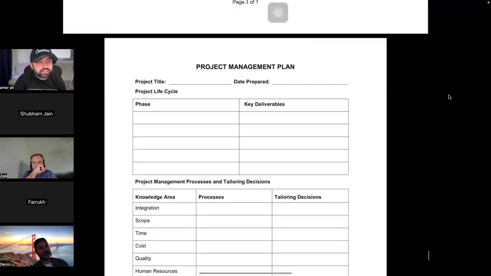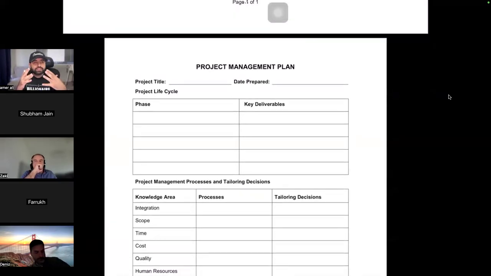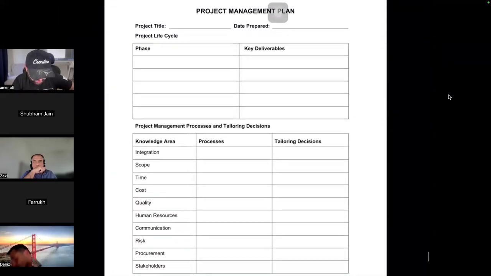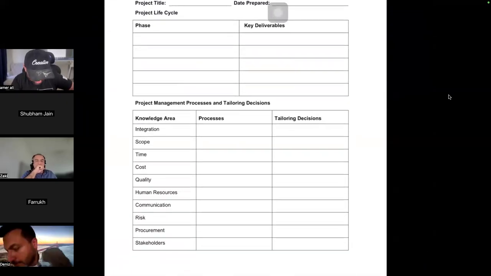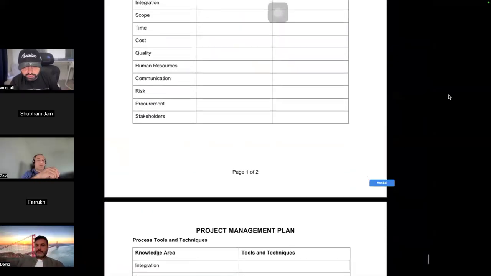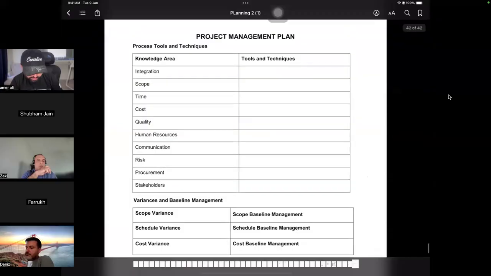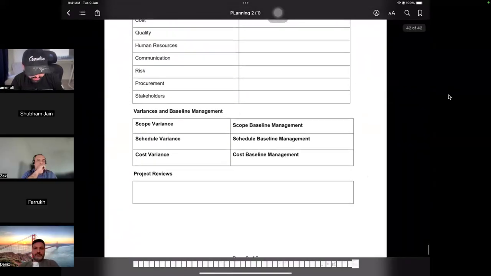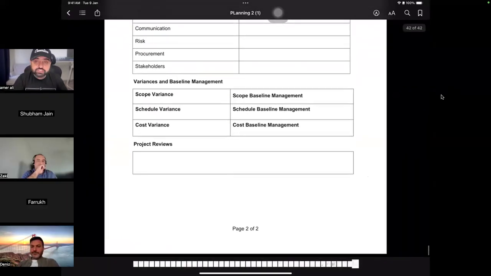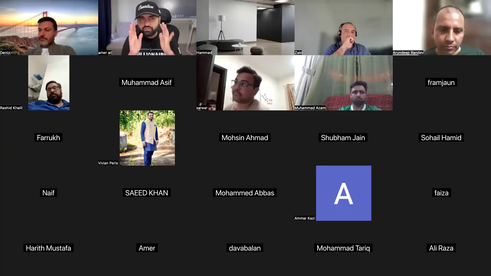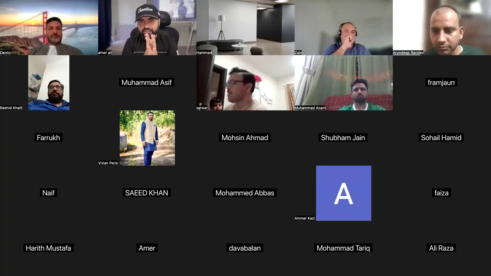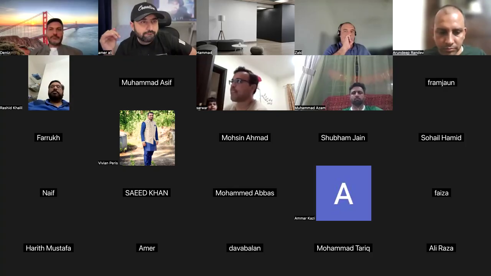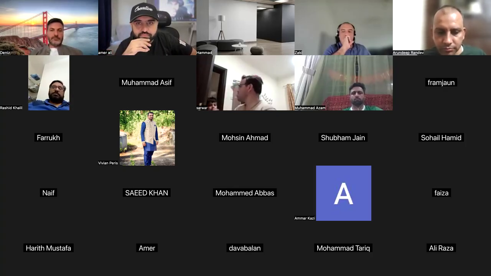Okay. Then finally, once you have all the plans, you combine them into one plan. You define what your project life cycle would be. What are the key deliverables here? You integrate them into scope, schedule, cost. All the plans are done. You customize them. Now you get the project management plan. You combine them, what tools and techniques, schedule variance, how we are going to review it. That's your entire planning. Are we clear about it? Anyone has any confusion?